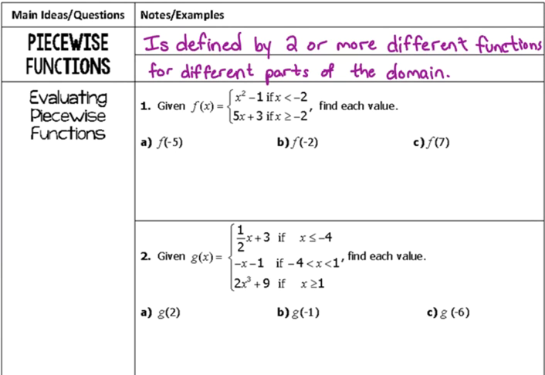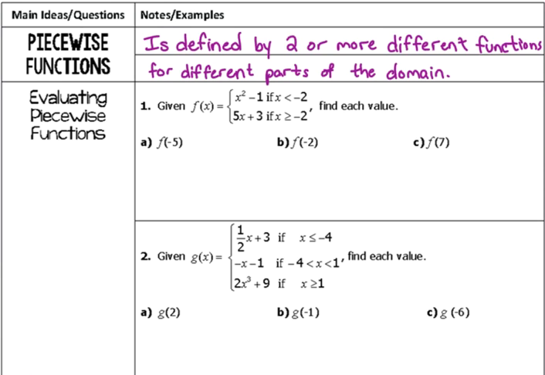So let's start with the easy stuff. Let's just evaluate these piecewise functions. Let's look at that first example. We've got f of x, our function, is defined as the quadratic function x squared minus 1 if the x values are less than negative 2. So any x value less than negative 2, negative 10, negative 3, negative 100, anything that's less than negative 2, you use the function x squared minus 1. If it's greater than or equal to negative 2, so negative 2, negative 1, 0, 0.5, 8/3, whatever it may be, then you use 5x plus 3, the linear function.